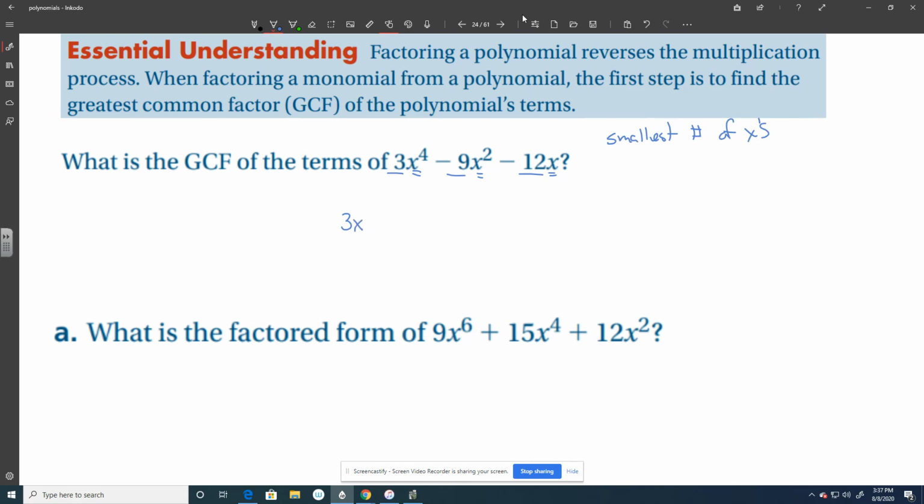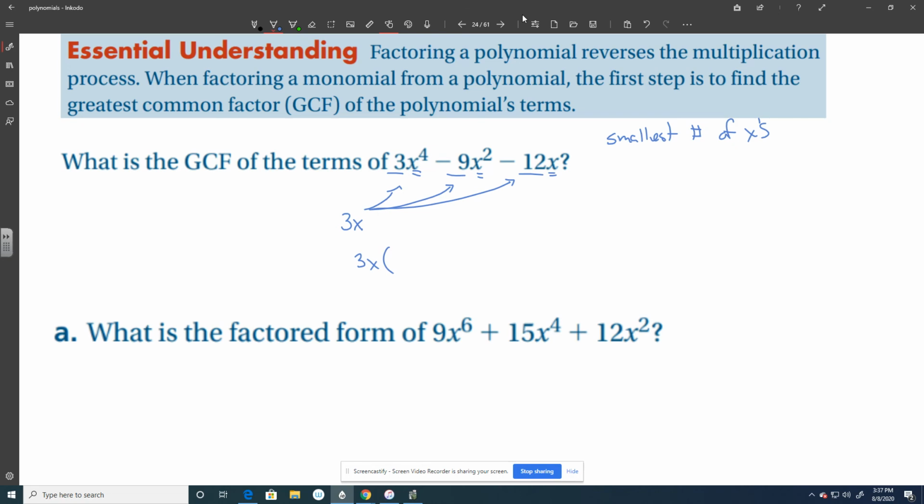So I'm only able to pull out 1, because if I try to pull out 2, I could take 2 x's from here and 2 x's from here, but this one only has 1 x, so I can't take out 2 x's. So what I'm wanting to do, this is my greatest common factor, and I want to pull 3x out of all 3 of these terms. I want to divide out 3x. And so what's going to happen is I'm going to end up with 3x in front of a set of parentheses. And the first thing I need to pull it out of is 3x to the fourth.